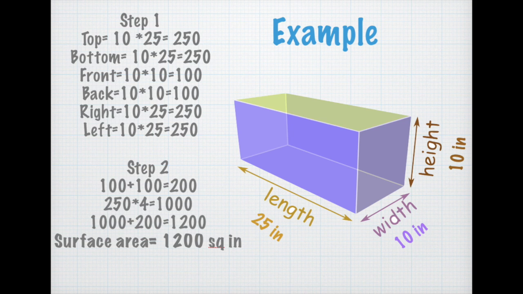Alright, so then that takes us to step 2. In step 2, we have to take the area from each side and add them all together. In this case, I notice 100 plus 100 is going to be equal to 200. Then I notice I have four 250s. So instead of just adding those all together, I'm just going to take 250 times 4, which is 1,000. Then I take 1,000 plus 200, which is equal to 1,200. So the surface area for this rectangular prism is 1,200 square inches. Okay?